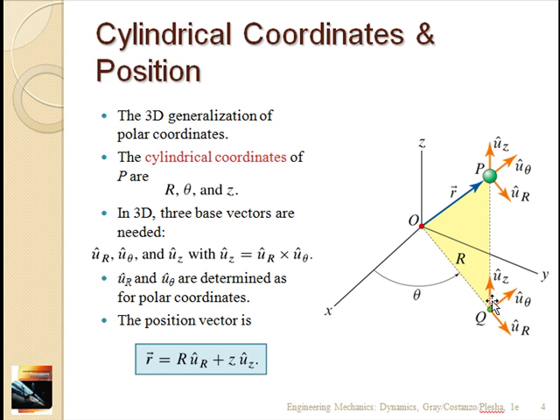And the position vector of this point labeled P here is r, that's this distance here in the xy plane, times the unit vector in the r direction, plus z times the unit vector in the z direction. So this term is this vector here, and this term would be this vector here, and the sum of those two is the little r vector, which is the position vector of point P.